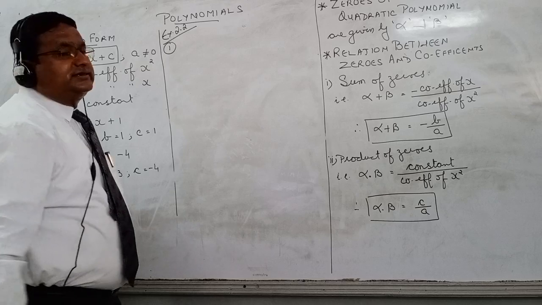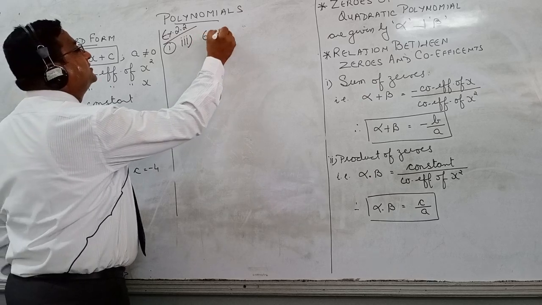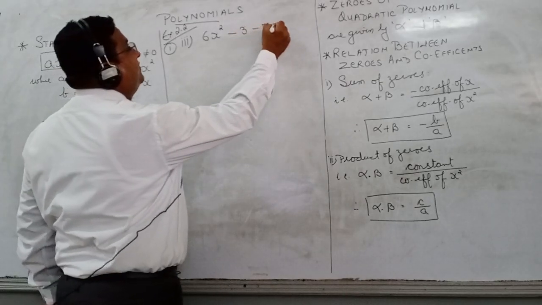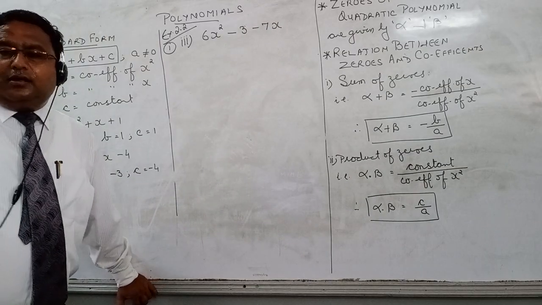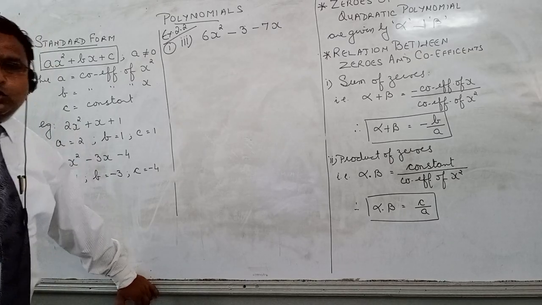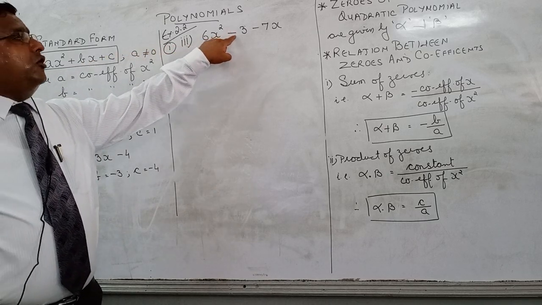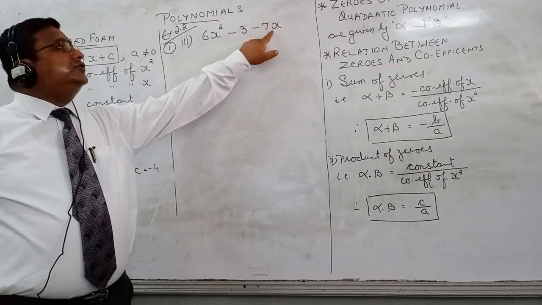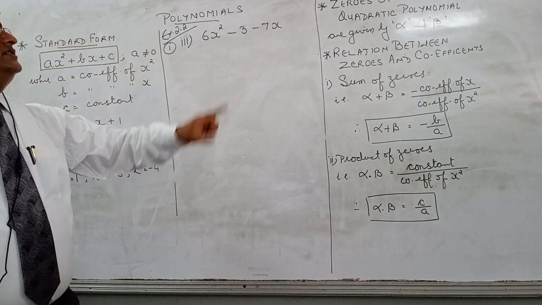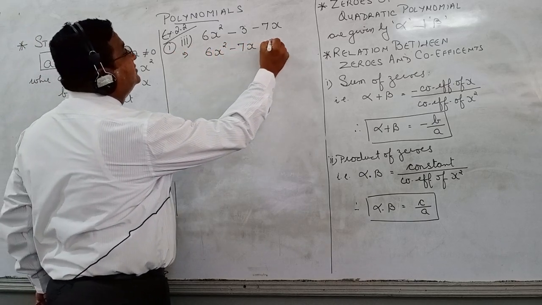First question. Let us discuss the third part: 6x square minus 3 and minus 7x. Now, is it the standard form? No. Why not? The standard form is right there in front of you: 6x square, then the coefficient of x, and then the constant minus 3 comes at the end. So we have to interchange the places. We are not transposing, we are just interchanging, so the signs do not change. My standard form becomes 6x square minus 7x minus 3.